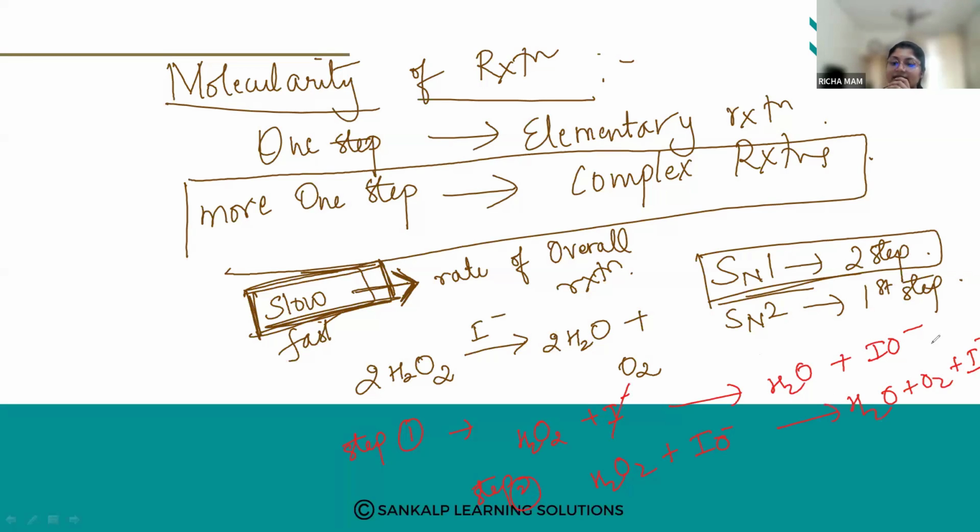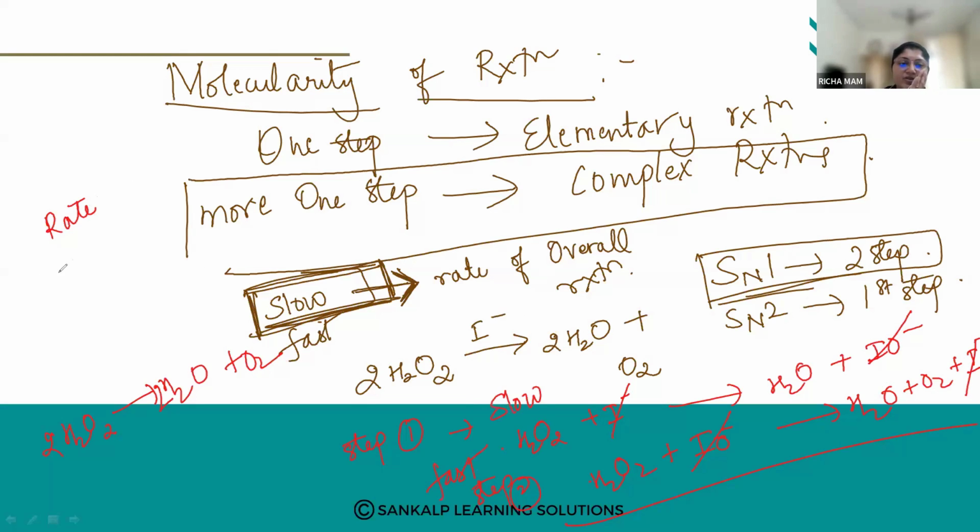So the I minus and IO minus get cancelled. When you write the overall reaction, 2H2O2, because 1 and 1, gives you 2H2O plus O2. So this is the overall reaction. Now when we see the rate of the reaction, the rate is determined by the slowest step. Which is the slow step? The first step is the slow step, the second step is the fast step.